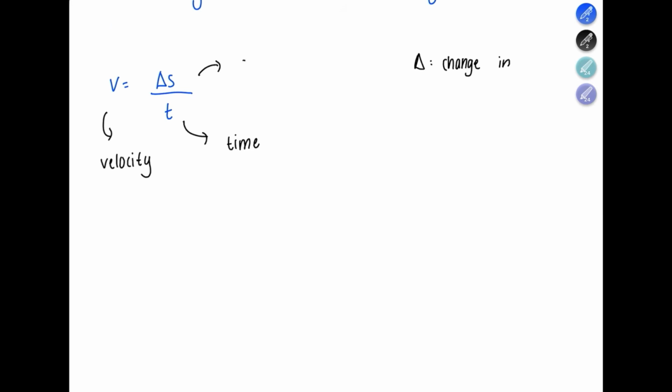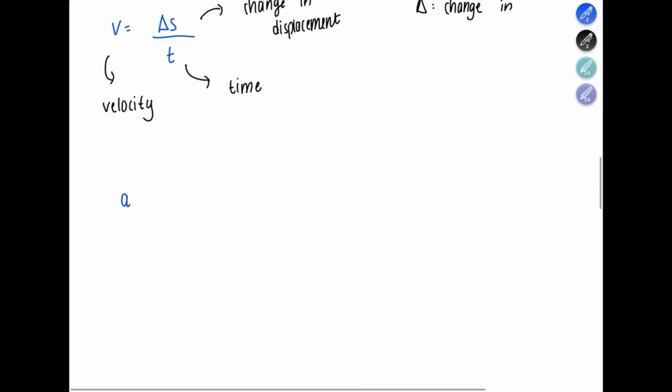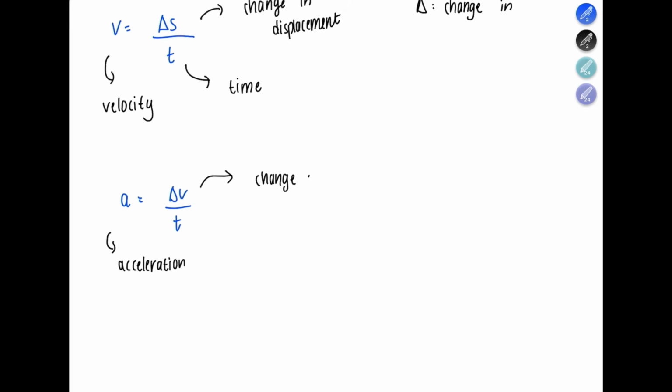S means displacement. Now, if you look at another formula, for example, acceleration equals delta V divided by t. So you can identify that a is acceleration, t is obviously time, and delta V is change in velocity.